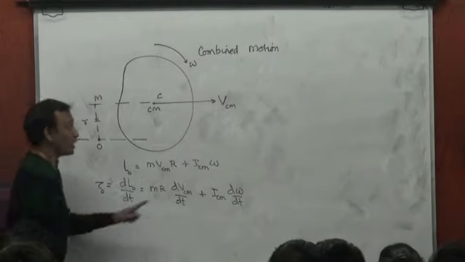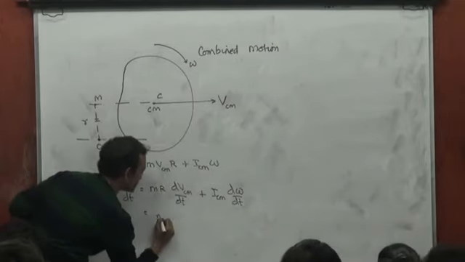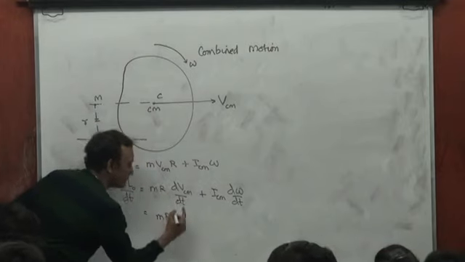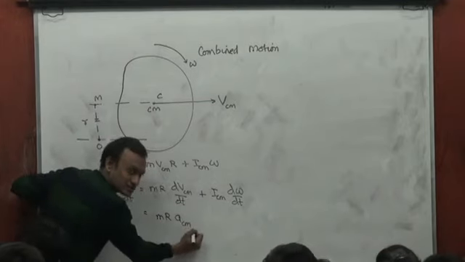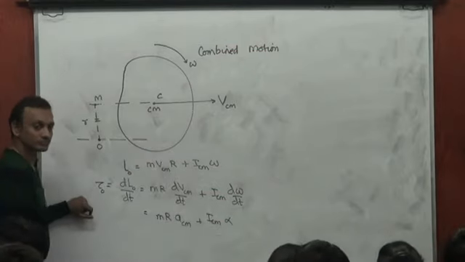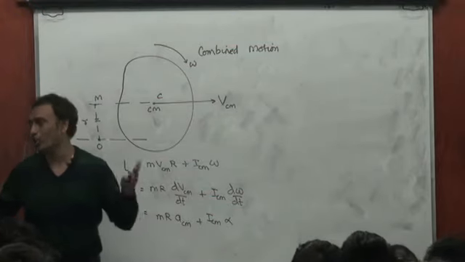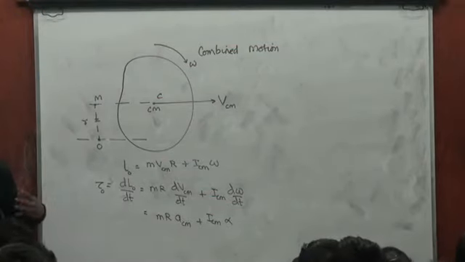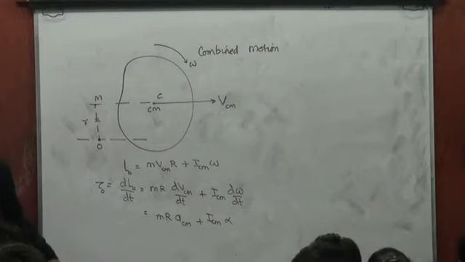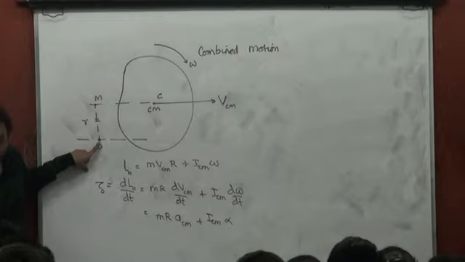Yes or no? But d omega/dt is alpha. So in general, this is m r dVcm/dt, the acceleration of the center of mass, plus I_cm into alpha, which means torque about O is not I alpha anymore. Torque about O is not I about O into alpha anymore, right? Yes or no? If O is some point here.